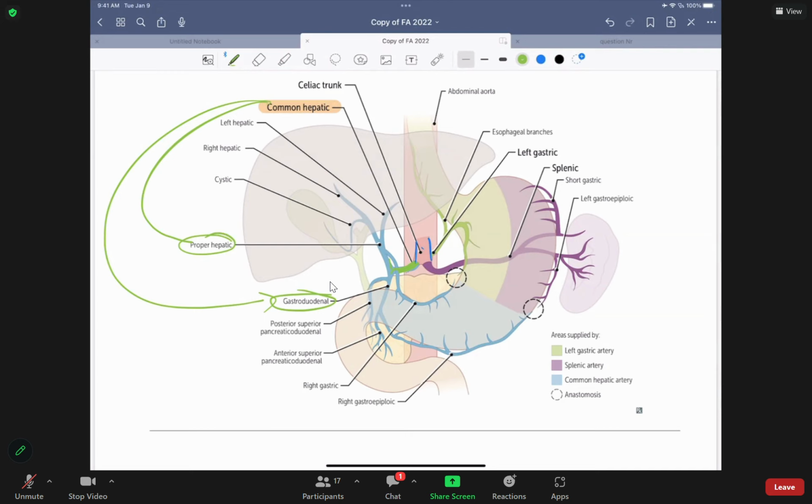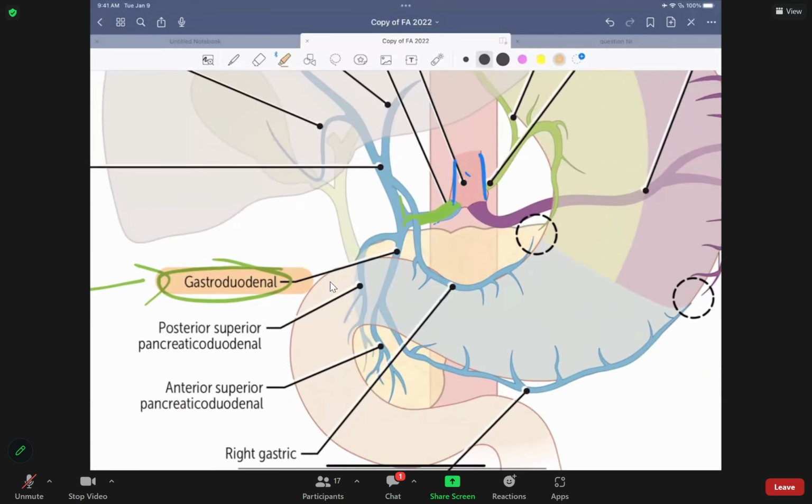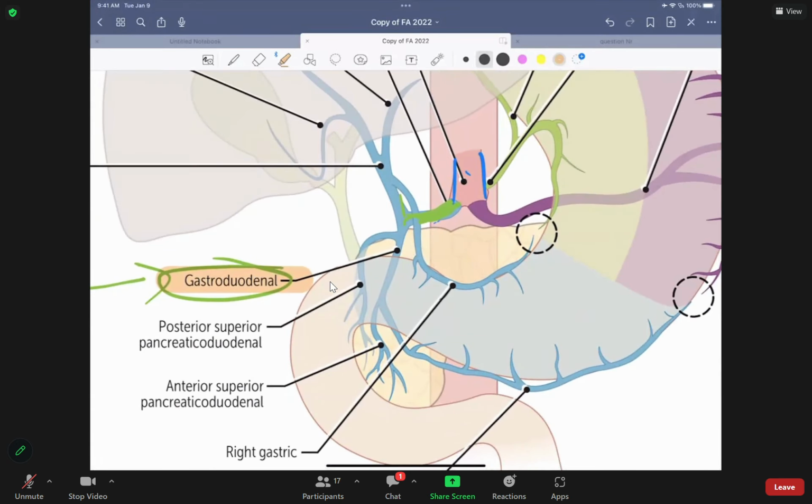Now that's the most important. If you don't remember proper hepatic, I'm okay, but you have to remember the gastroduodenal artery. Now, if you see here, the gastroduodenal artery is a branch of the celiac trunk, technically, and it comes down.